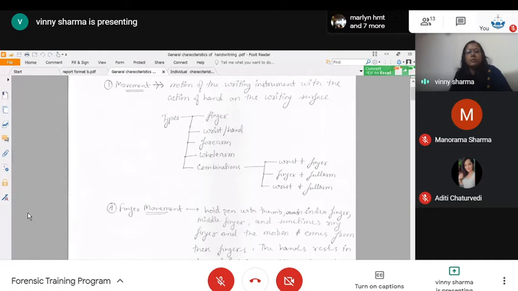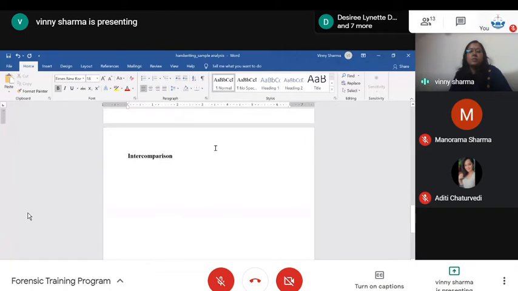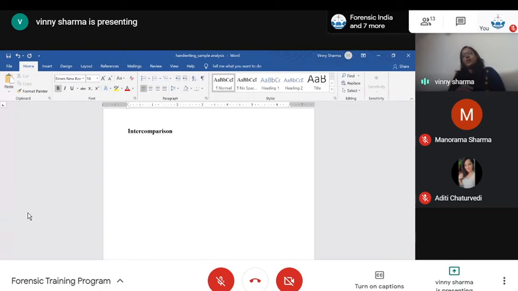So that is why this concept of intra comparison has to be emphasized and has to be done. It is not something that you can just skip over. Then comes your concept of intercomparison. Intercomparison is basically when you are comparing the known with the unknown. That's when you are comparing the question and the standard specimens, the standard samples together.